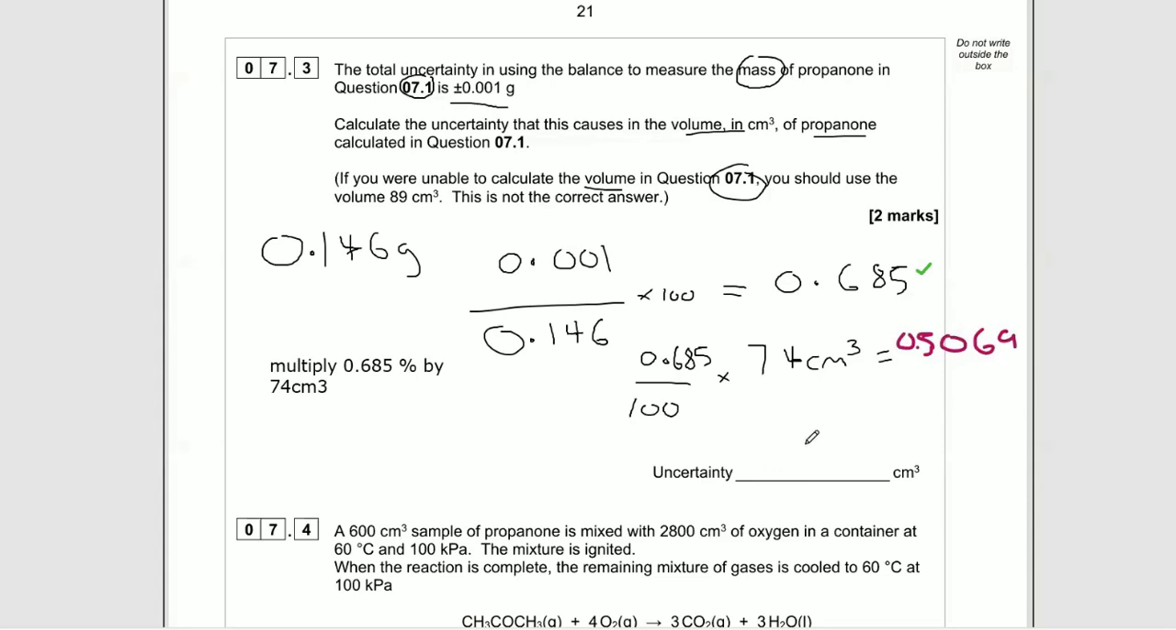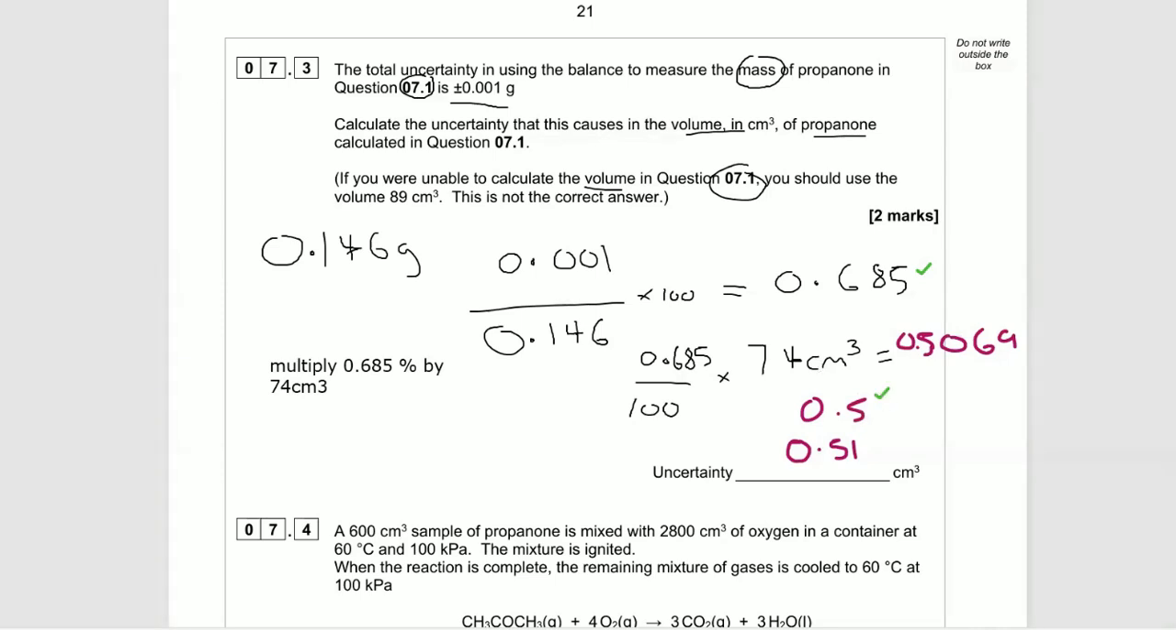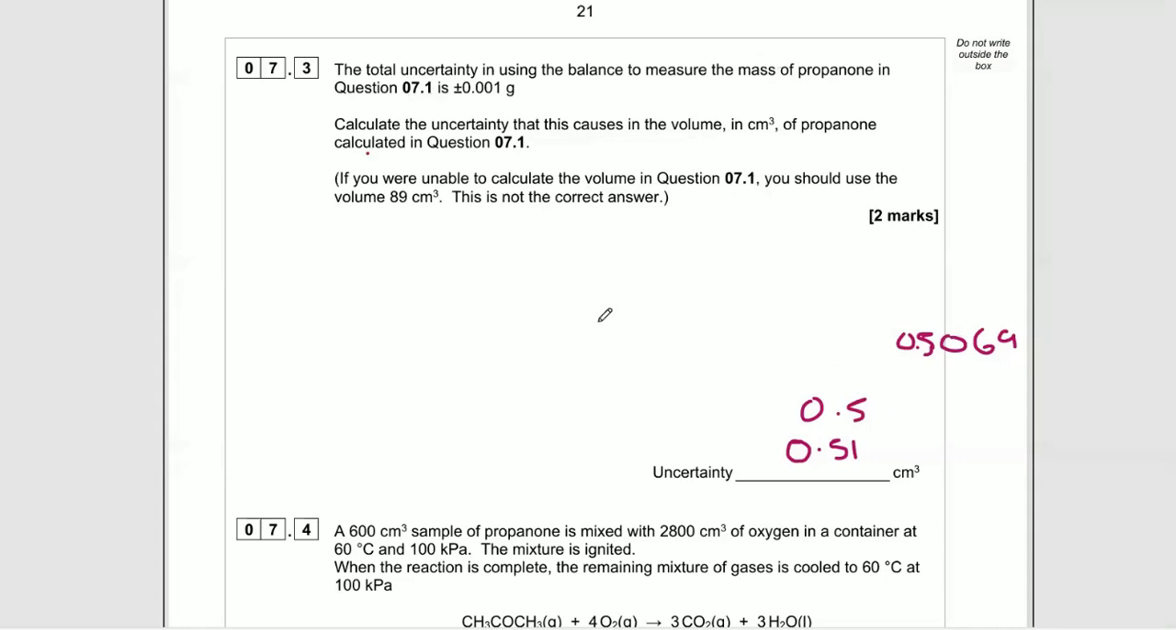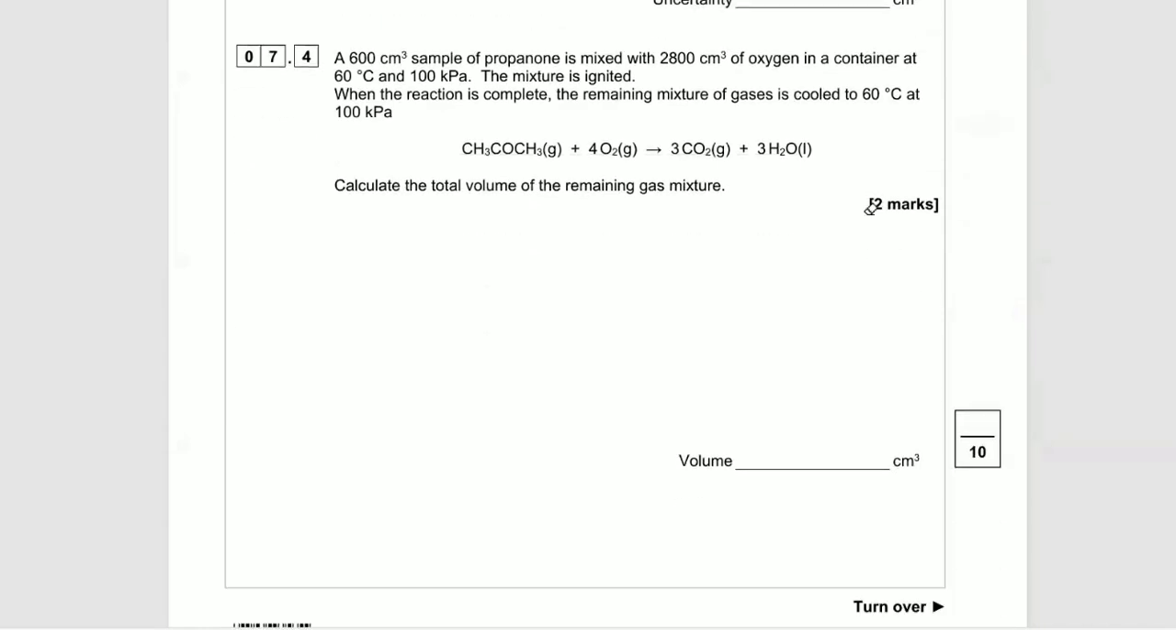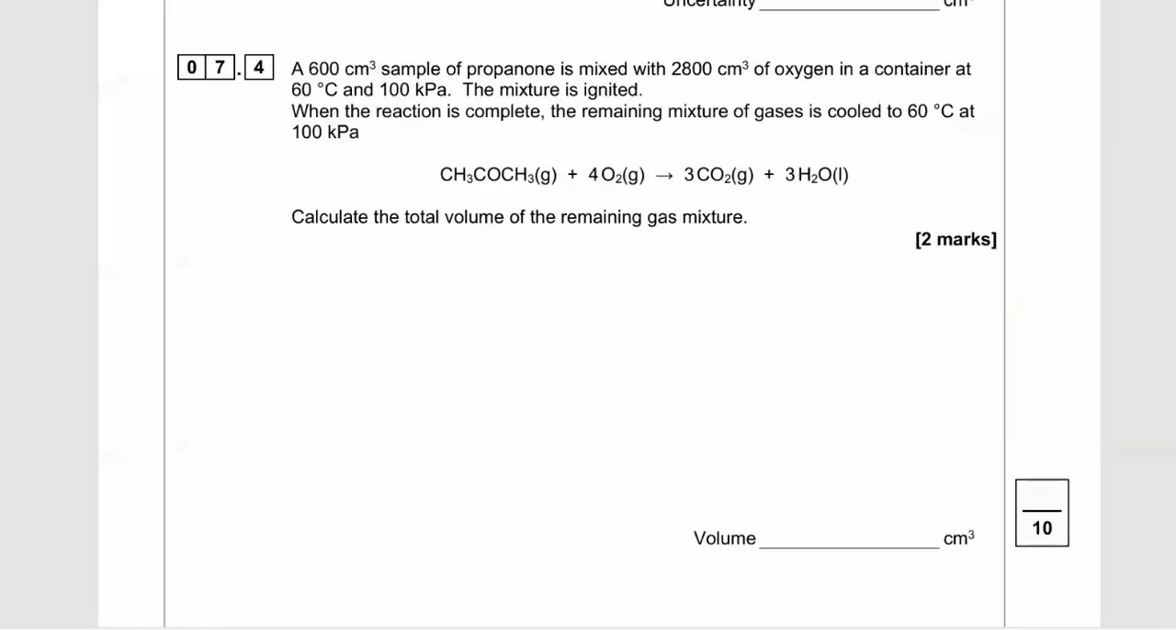Remember, when you times by a percentage, you need to turn it into a decimal of that percentage. So you've got to divide by 100. So you just got to remember to divide the 0.685 by 100. Otherwise, you're doing 68.5% times the volume. And so it's like 0.51, but I'd probably call it 0.5 is a better answer to put down for the centimeter cubed uncertainty. And that's the end of 7.3. Let's zing on to 7.4. We're getting there, folks. Just last part to this question. Let's go.